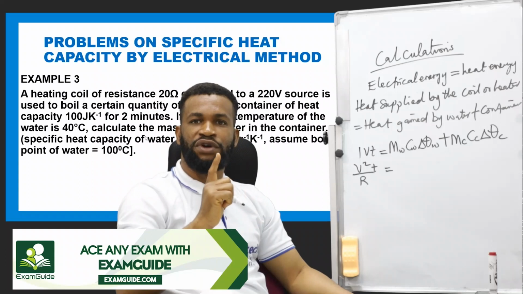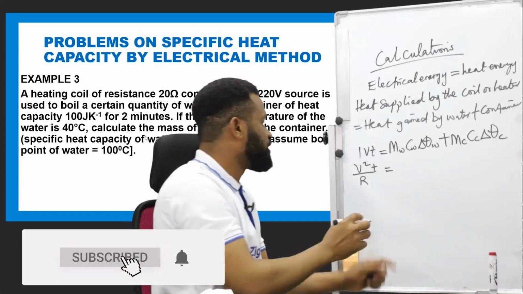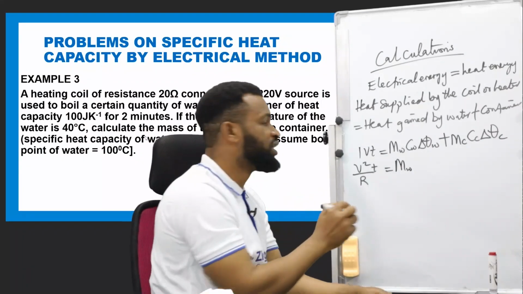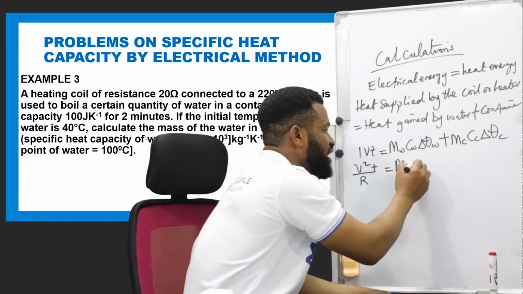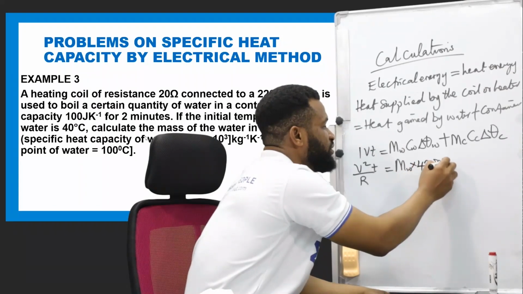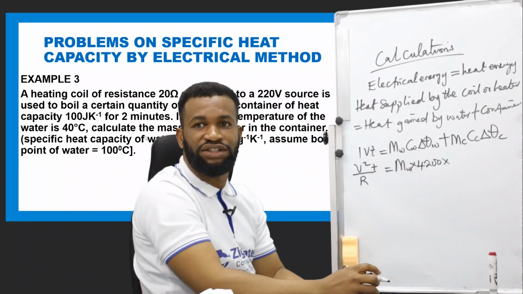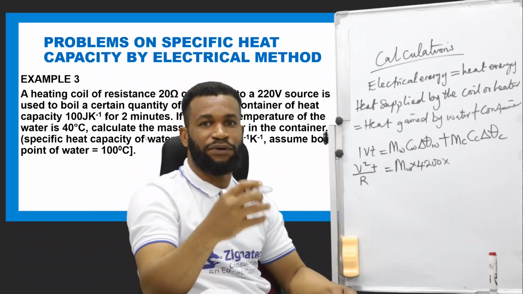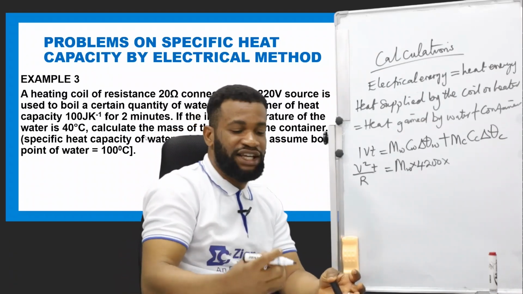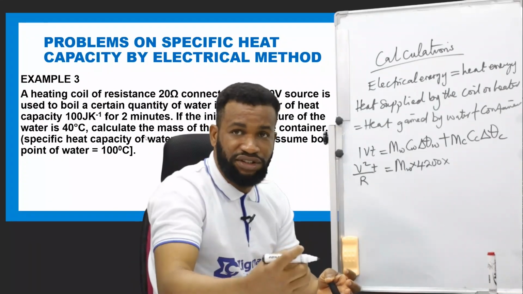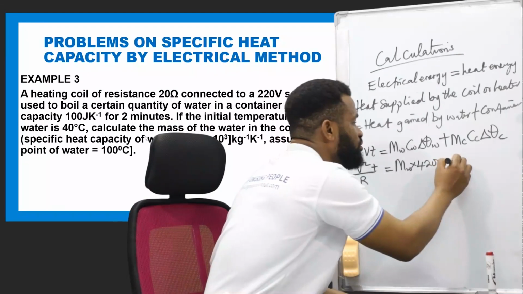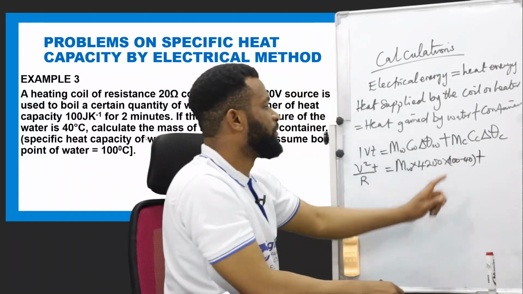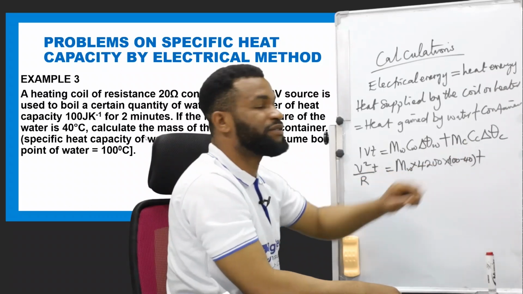Now we are looking for the mass of the water. So I will write M sub W as the mass of the water. And the specific heat capacity of water is going to be 4200 times temperature change. Remember that the water boiled, so don't mistake this for the latent heat. They just say that the temperature of water got to 100 degrees Celsius. So I'm going to say 100 degrees Celsius minus 40. Then plus mass of container and specific capacity of the container.